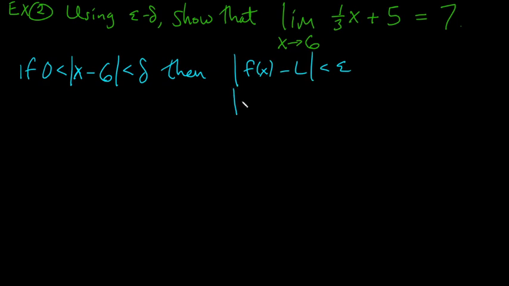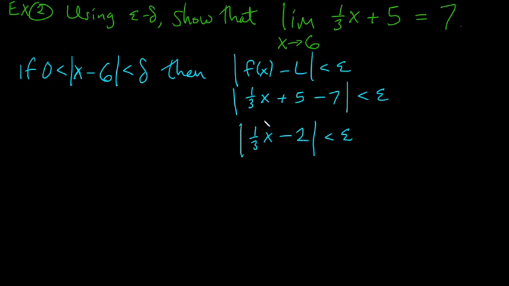In this case, our f of x is 1/3 x plus 5. Our L is 7. And again, epsilon is just some given number. If you want to make up a number like 0.08 or something like that, then that's fine. But for now, I'm going to leave epsilon as it is, and we can always plug in numbers later. Okay, so within absolute value, I have 1/3 x plus 5 minus 7, which is just minus 2.